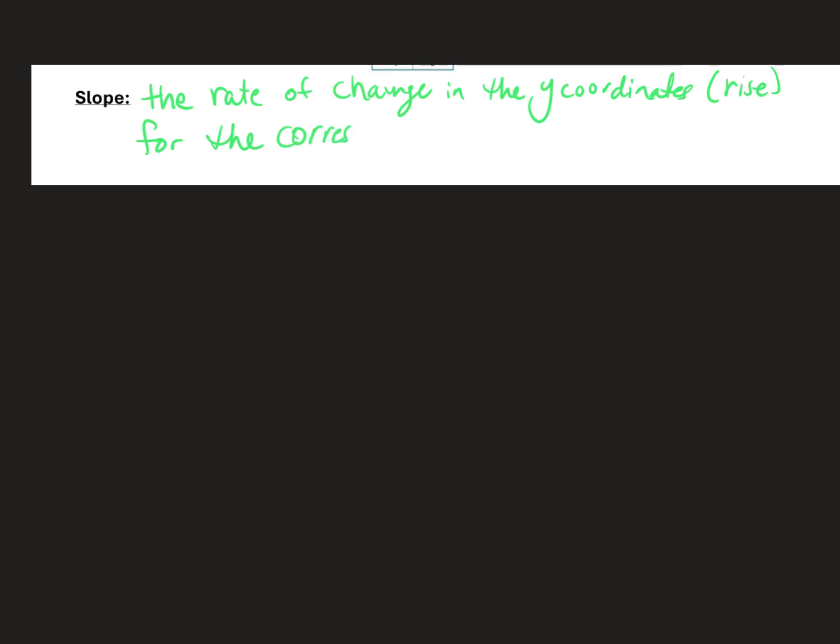So we're going to write that. The slope is the rate of change in the y-coordinates, and you will hear that referred to as the rise. For the corresponding change in x-coordinates, that's called your run for points on the line.